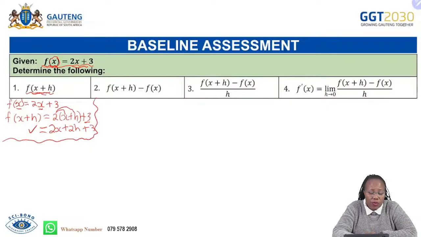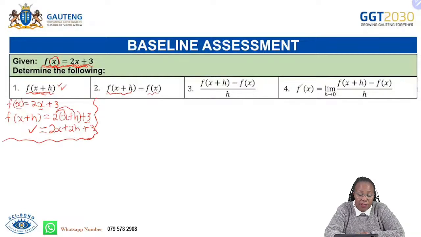And then number 2, now you are looking at f at x plus h minus f at x. If we look at this part here, this is what we have done already in number 1. You do not have to repeat that. And then we are subtracting the f at x, which is what is given to us there. Okay, let's do the substitution now. F at x plus h minus the f at x. What is f at x plus h now? It is 2x plus 2h plus 3.